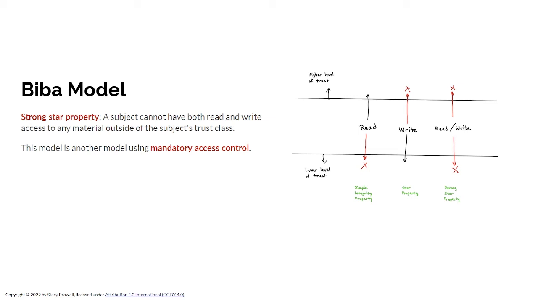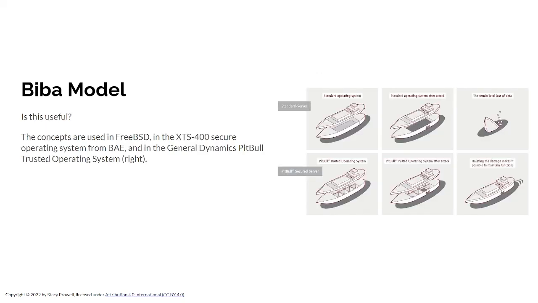Another example of mandatory access control, because we're determining what level each subject and each object need to be. It's going to have the same problem as the Bell-LaPadula model. It's going to need to have the tranquility principle applied or things will get out of hand. Is this useful? It's the exact opposite of the Bell-LaPadula, right?